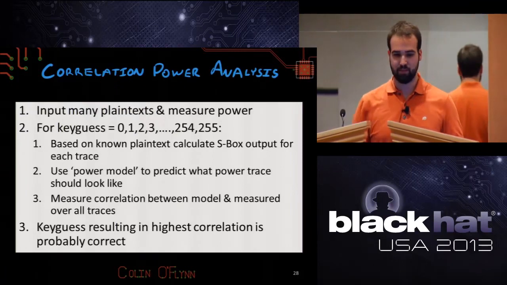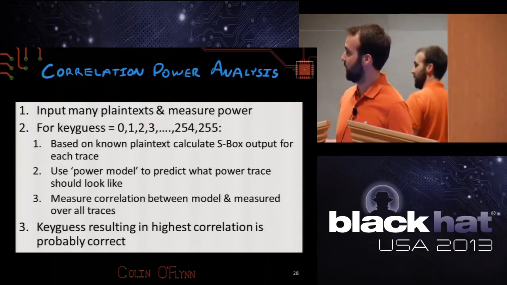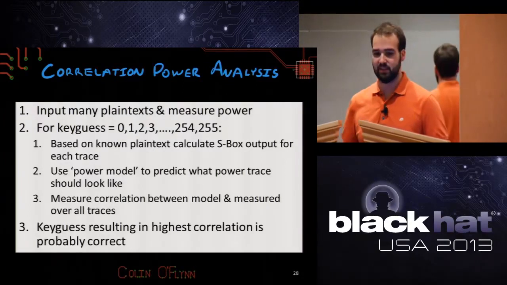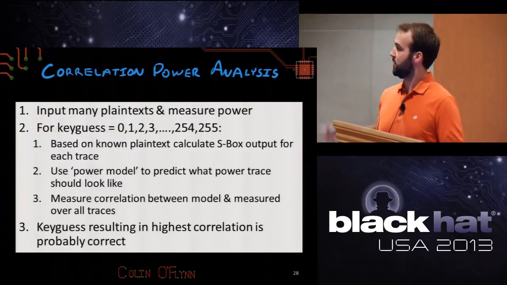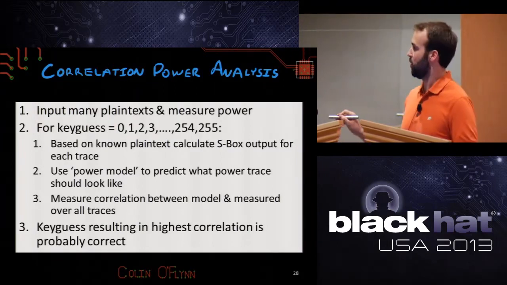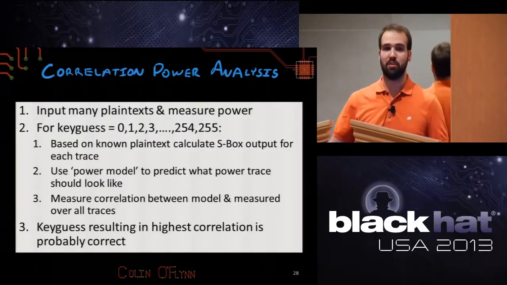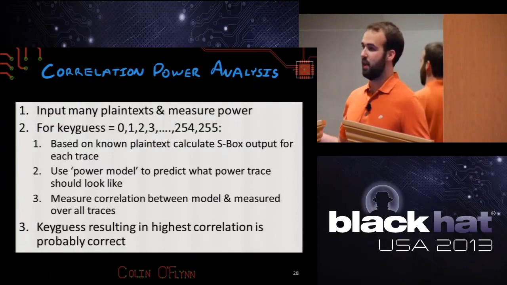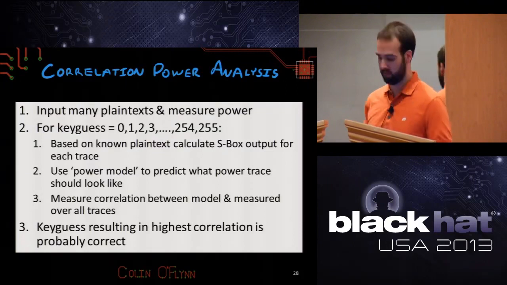So if you wanted the algorithm written out, it would look like this: correlation power analysis. Input many plaintexts and measure the power. Then for each of the bytes, do steps 2 and 3. Step 2 is you guess the key; there are 256 possibilities for that byte. Based on the plaintext you know you put in, you calculate the S box output. You use a power model, basically that Hamming weight idea, to predict what the power would look like if that was the output of the S box. Finally, I measure the correlation between the model and the measured power for all those traces. One of these is going to give the highest correlation, and that's probably the correct key.